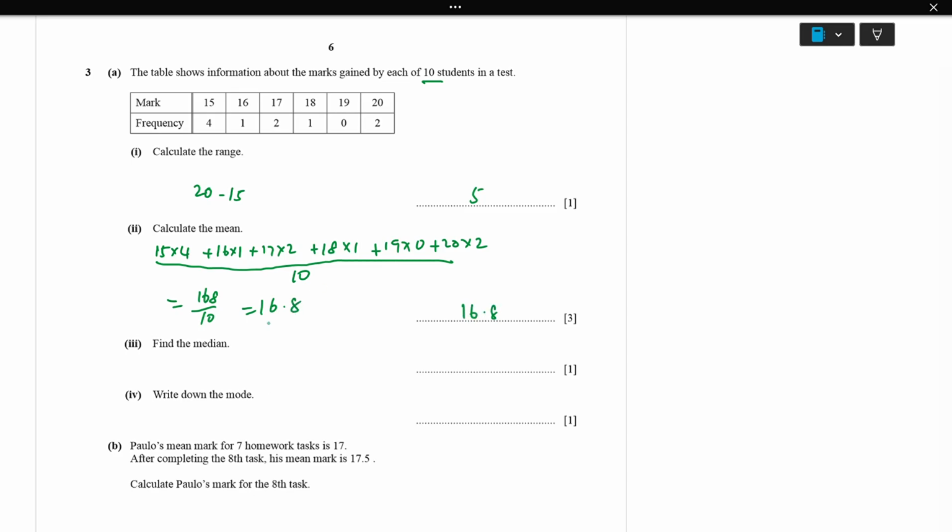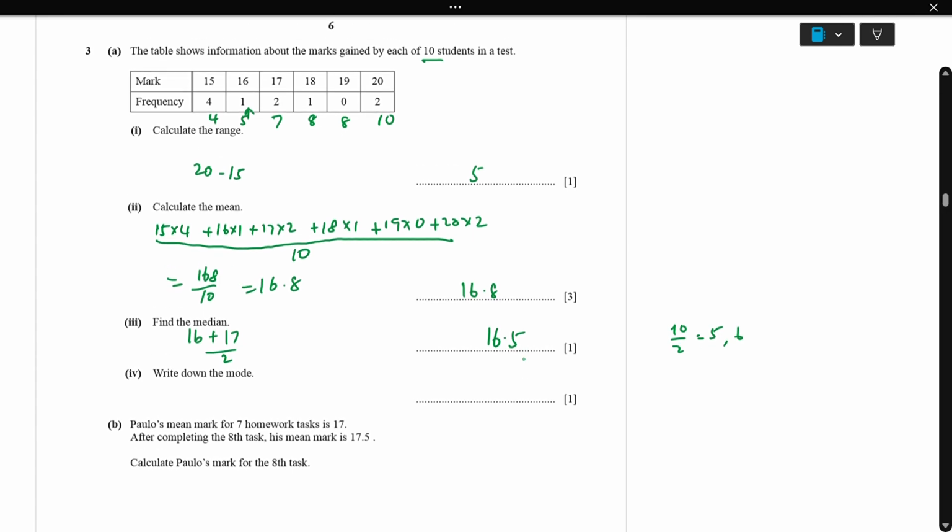Next, to find the median. Median is the midpoint. First we'll write the cumulative frequency: this is 4, this is 5, this is 5 plus 2, 7, then 8, 8, then 10. Now 10 divided by 2 is 5. This is even data, so we take the fifth and sixth data and divide by 2. The fifth data is 16, plus the sixth data, which is 17. So 33 divided by 2, the answer is 16.5.